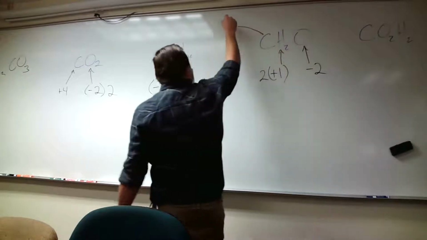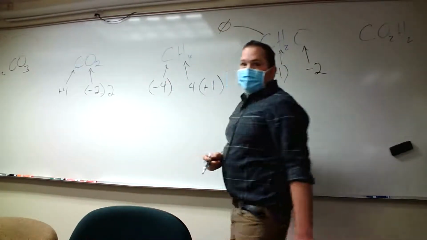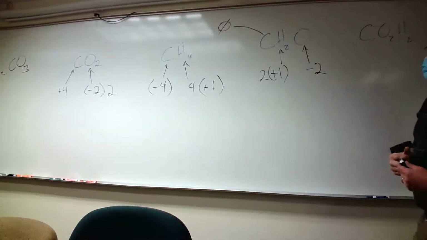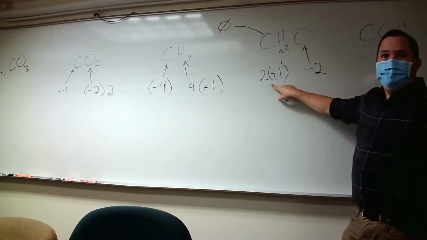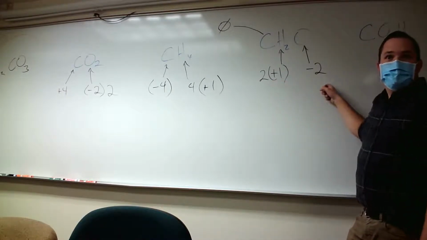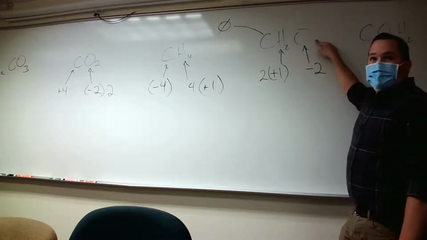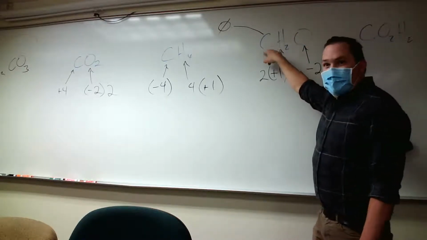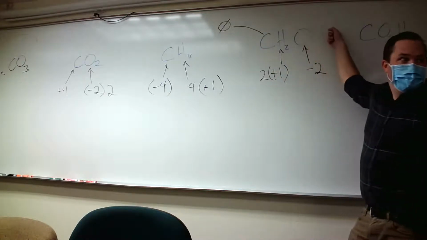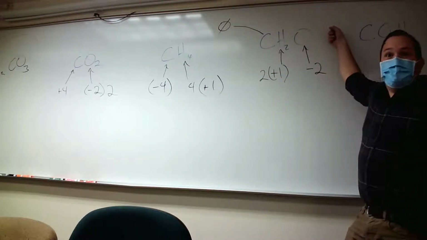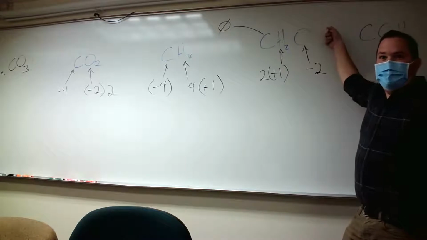So C must be 0, because you have 2 +1s and a -2. Those add up to 0, and the overall molecule is 0. So whatever the charge is on carbon, it has to make the total charge add up to the overall. So carbon has to be 0, because if it's anything but 0, we would have a charged molecule.